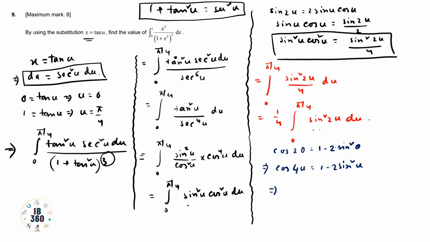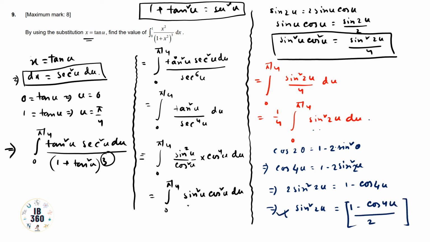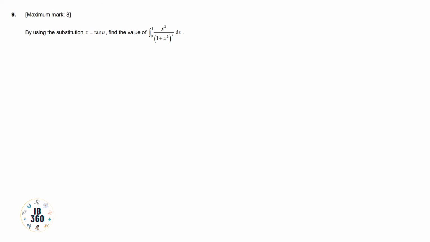So it is basically nothing but 2 sin square 2u equals to 1 minus cos 4u. So sin square 2u equals to (1 minus cos 4u) divided by 2. Remember this value. In the next slide we will apply this in the integration.